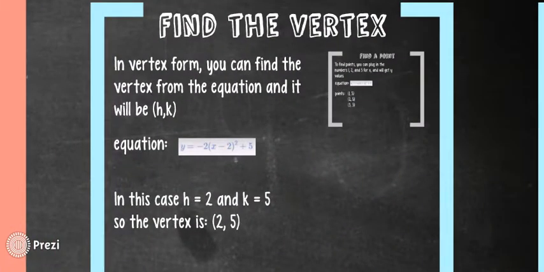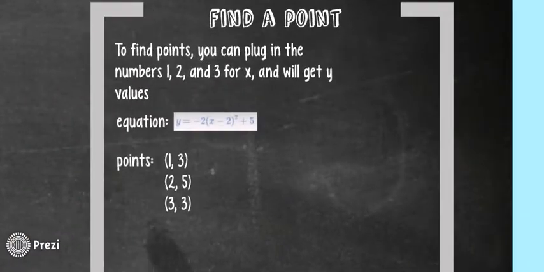To find the vertex, in vertex form, you can find the vertex from the equation, and it will be (h, k), and that will be the point. So since the equation is y equals -2 times (x minus 2) squared plus 5, h will equal 2 and k will equal 5. So the vertex will be (2, 5). To find points, you can plug in the numbers 1, 2, and 3 for x, and you will get y values for the output. So the points will be (1, 3), (2, 5), and (3, 3) once you plug them in.